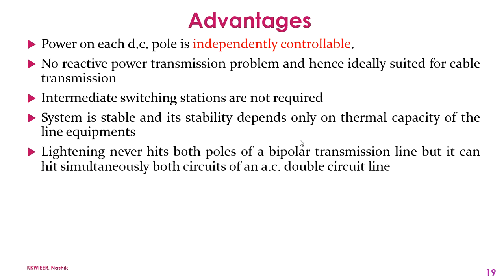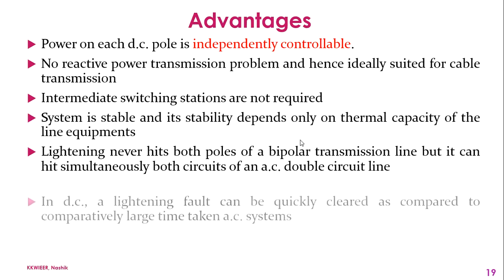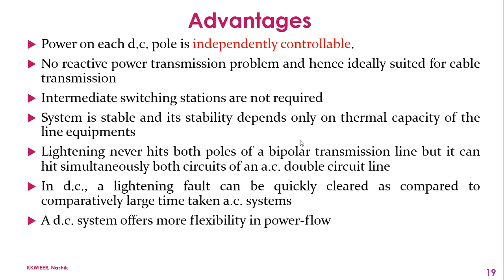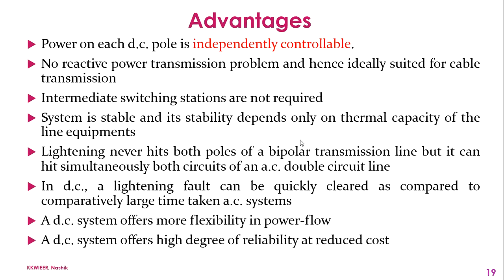Lightning never hits both poles of a bipolar transmission line, but it can hit simultaneously both circuits of an AC double circuit line. In DC, a lightning fault can be quickly cleared as compared to the comparatively large time taken in AC systems. A DC system offers more flexibility in the power flow. A DC system offers a high degree of reliability at reduced cost.